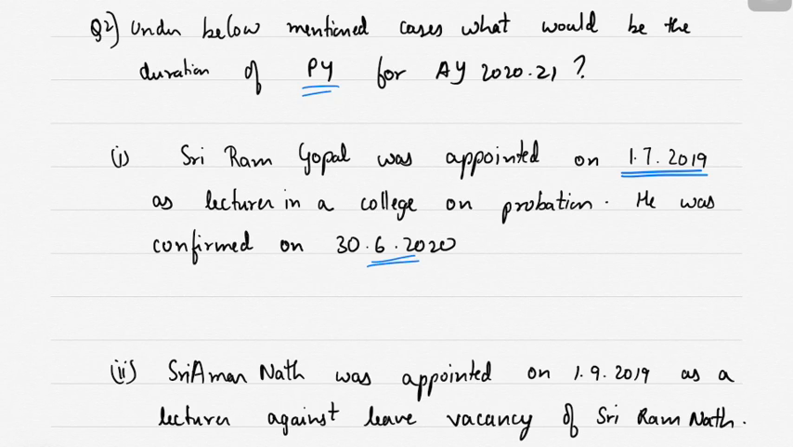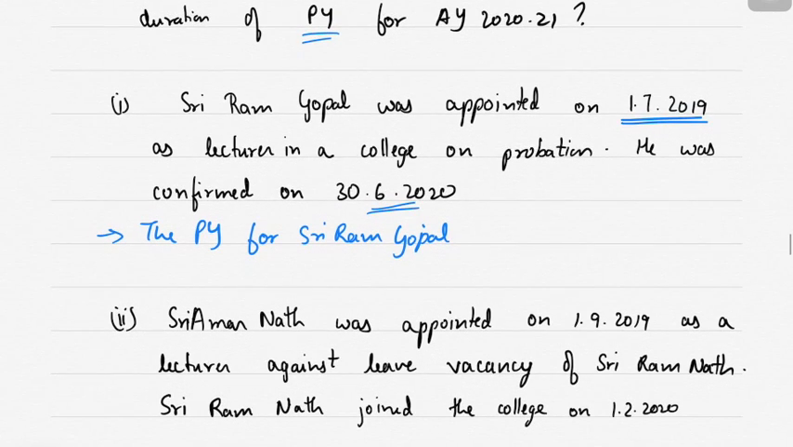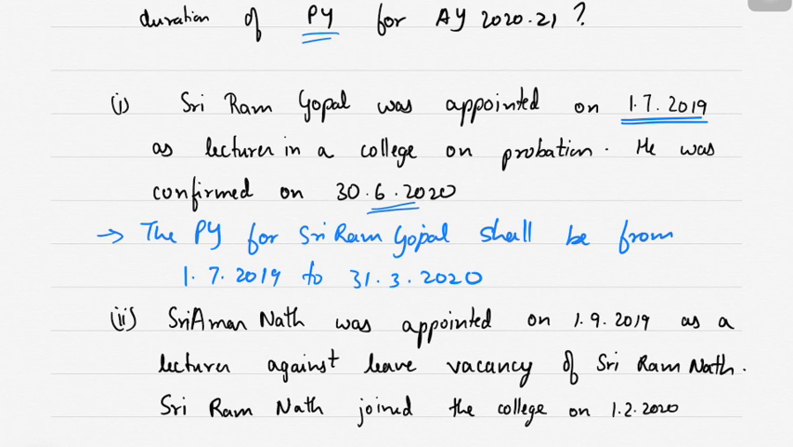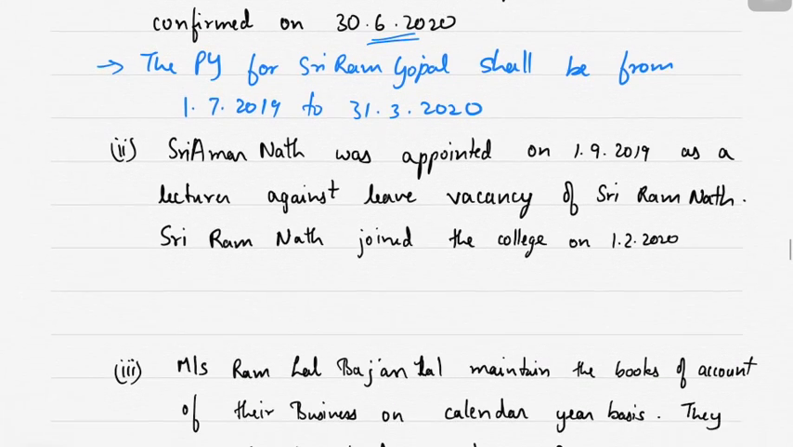Previous year is asked, so write down the previous year for Sri Ram Gopal shall be from 1/7/2019 to 31st March 2020. Let's see the next question.